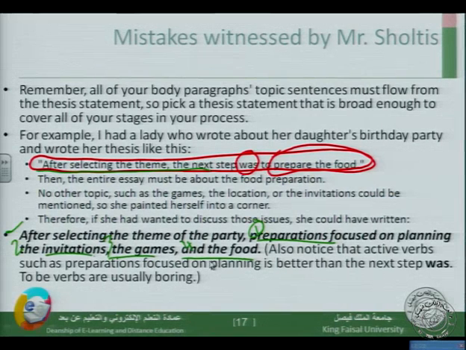Okay? Where was the mistake? The mistake here: she only mentioned something in her thesis statement about preparation of the food, but then she switched the subject matter and talked about the games, location, and invitations. She mentioned all of these things, although they are not mentioned in her thesis statement. So this is a mistake that you need to avoid.